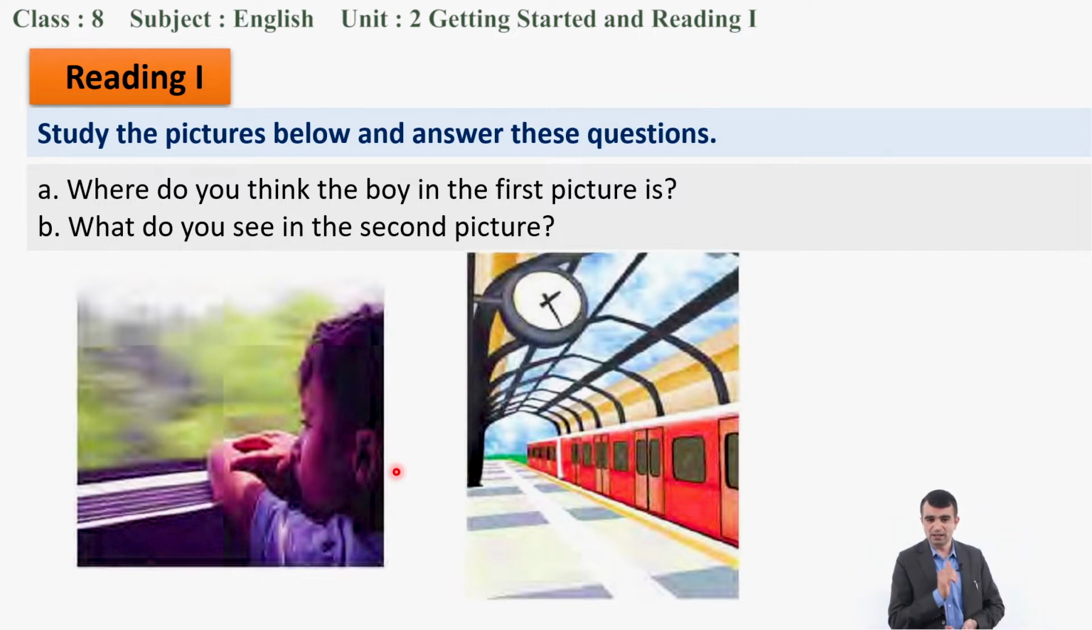Now, question B: what do you see in the second picture? Just guess. What is it? Is it a bus? No. Is it a house? No. Is it a train? Good, yes, it may be a train. Have you ever seen one? It is a picture of a train, isn't it? Good. Now, let's go to the reading lesson.